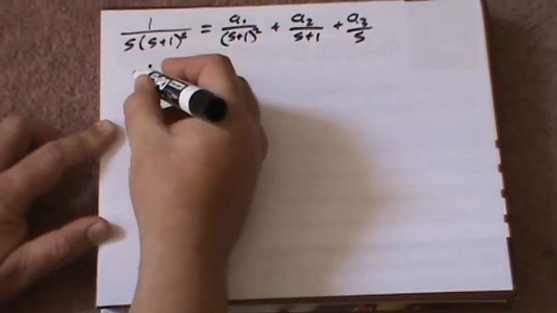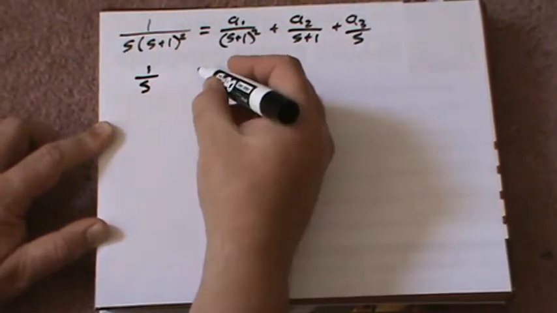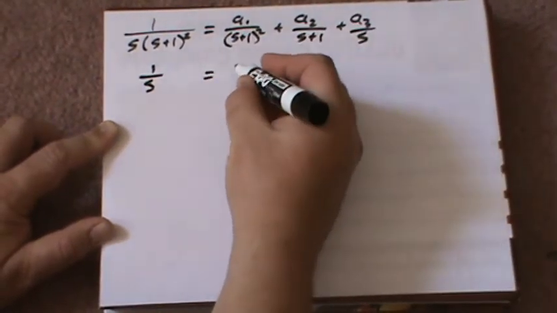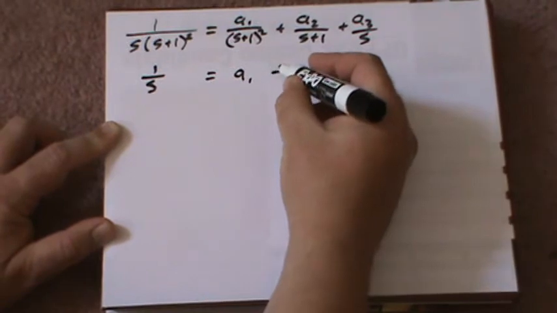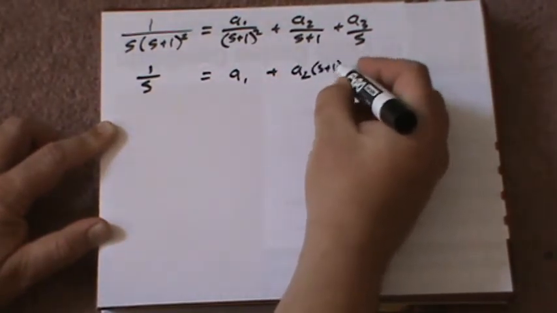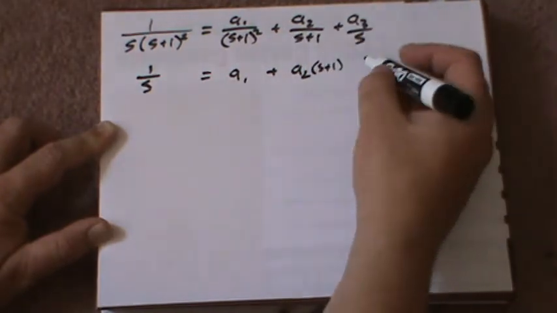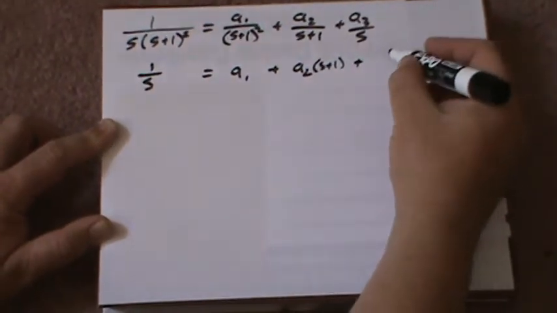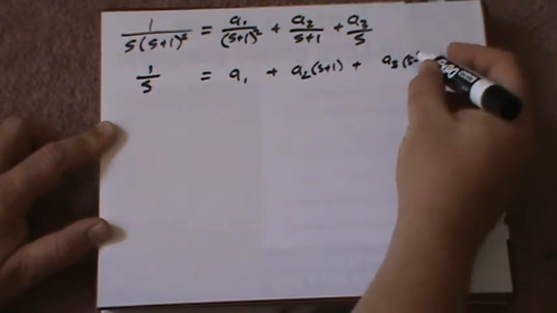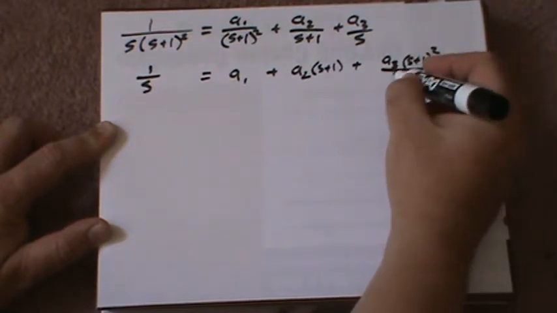So that's the first thing we'll do. Leave a little bit of room on yours when you're writing it, because I have to put the evaluate at point. But first we'll do this, a1, and then we get a2 times s plus 1, because we're multiplying by a squared, so it cancels the bottom. And then we get a3 times (s plus 1) quantity squared over s.